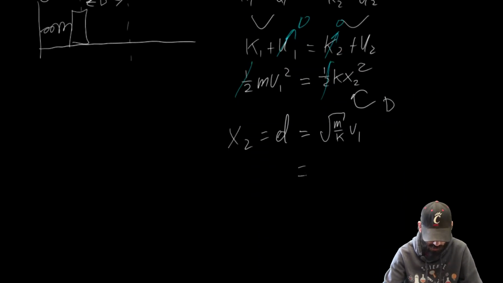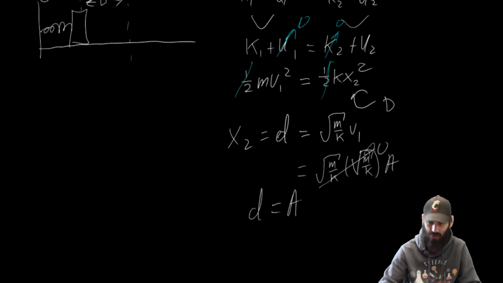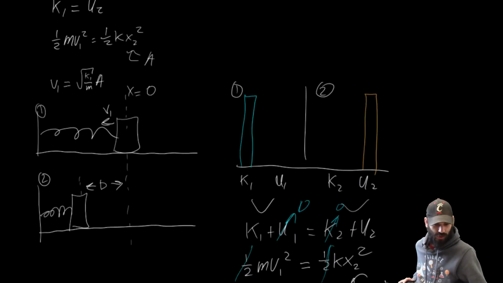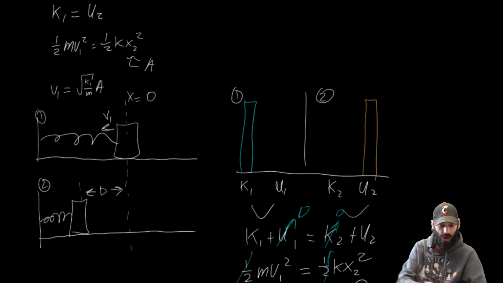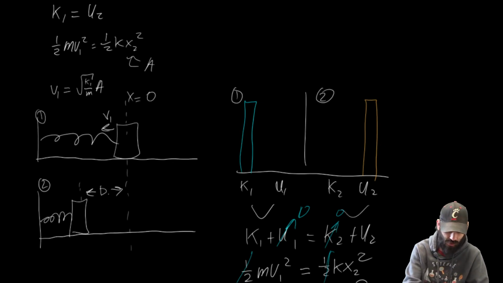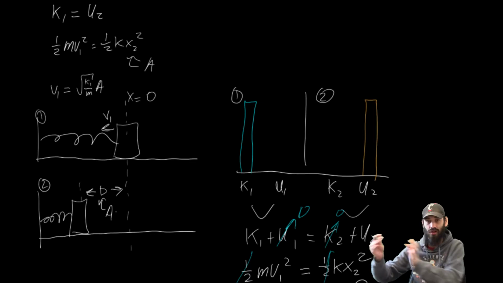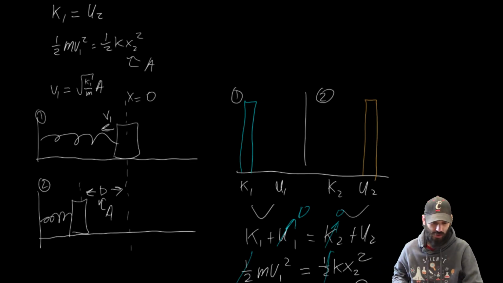So when we plug that in here, this is going to be root m over k times root k over m. Oh, those are going to cancel. Times A. So those go away. And so what this says is that the distance d is going to be equal to A. So this is symmetric. It's going to go the same displacement here. This d is really the distance A. And we've proven that by connecting our steps through our conservation of energy.